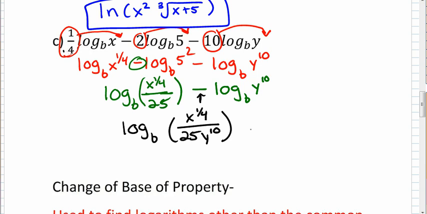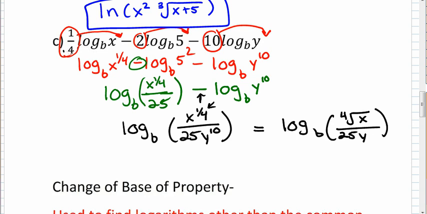Now, the only thing left to do here is to change the 1/4 from a fractional exponent into a radical. And that means that it's the 4th root of x over 25 y to the 10th.